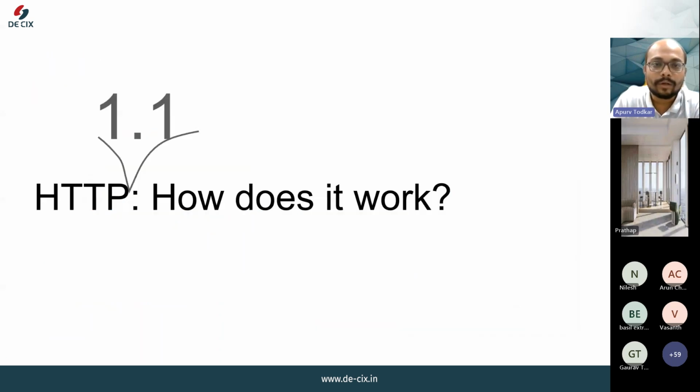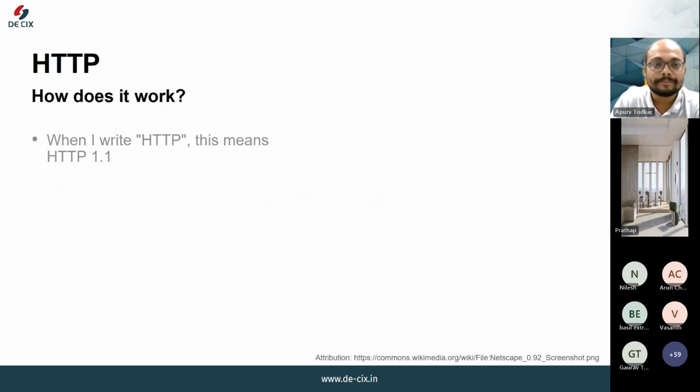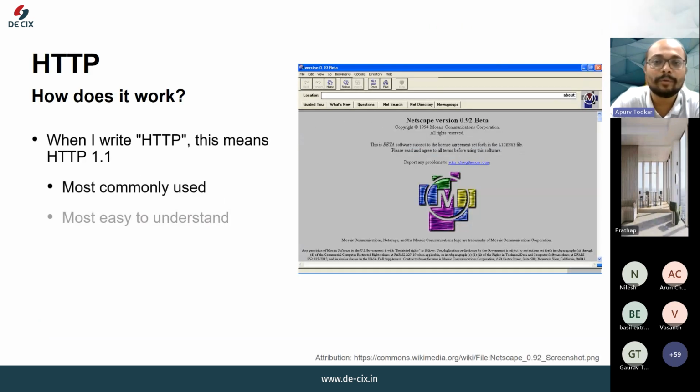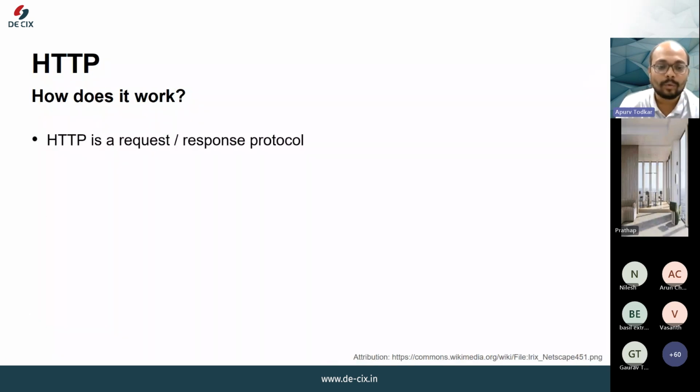So how does HTTP work? Let's discuss HTTP 1 because it is the easiest version to understand and is still used. When I refer to HTTP in this presentation, I mean HTTP 1. It is the most commonly used version and it is straightforward to understand how it works. HTTP is a request-response protocol, where the client, such as a web browser, sends a request and receives a response, which can be data like a website, an image, or an error message.